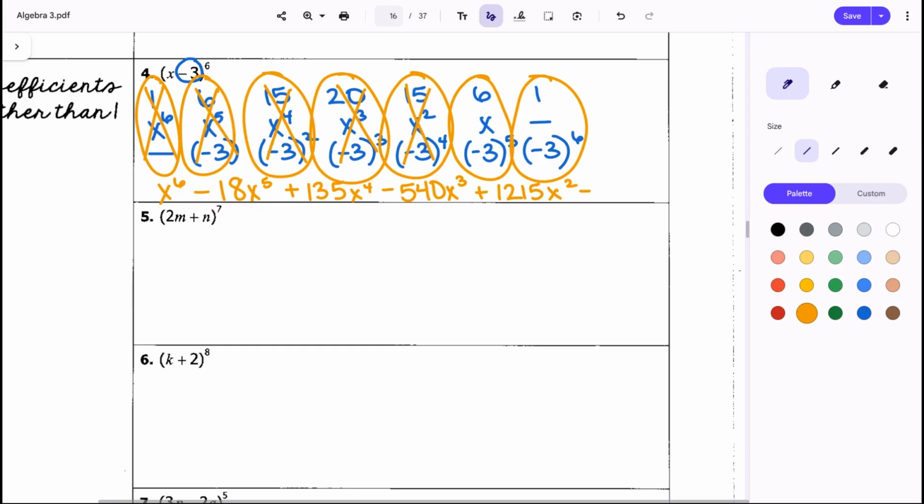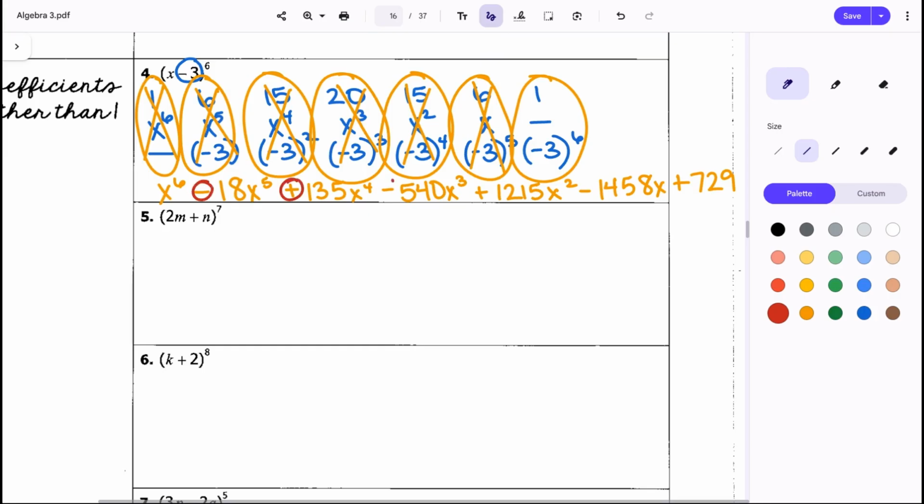I have -1,458. You guys agree? Okay, and then x is attached to that. That's that column. And last but not least is that -3 to the 6th power times 1,729. There's your final answer. Now, something I just want to point out to you.